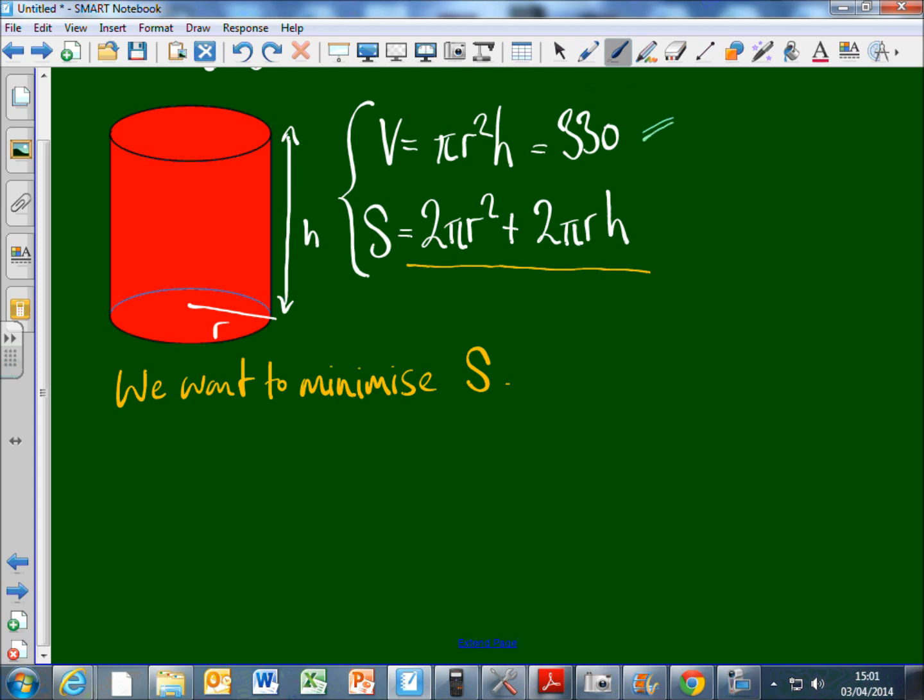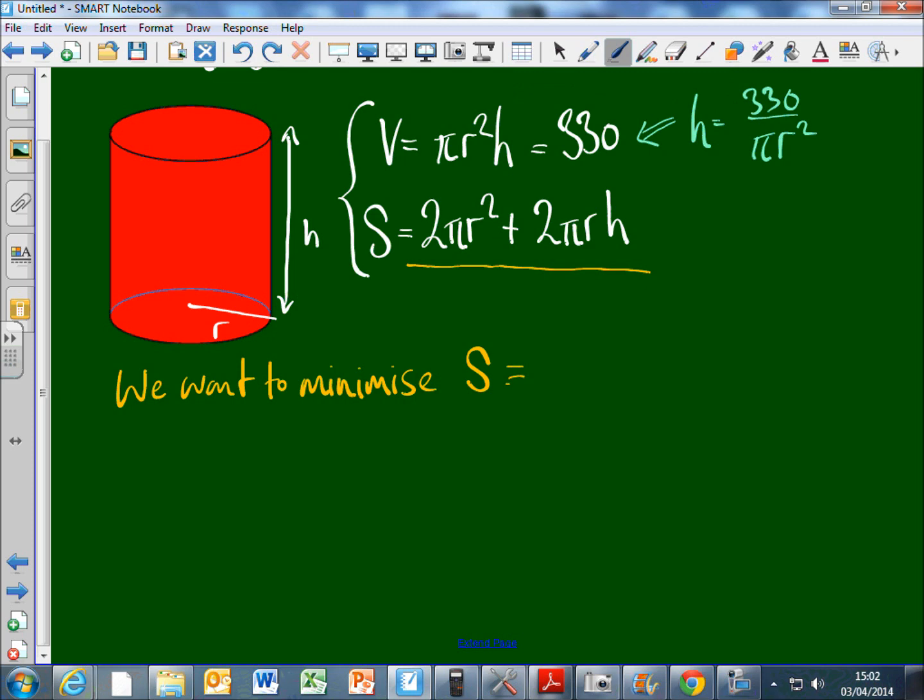Brilliant, Shannon, okay. From here, look, we've got pi r squared h equals 330. So that must mean that h equals 330 divided by pi r squared. Do you agree with that? Okay. So we want to minimise s, and to do that, we're going to need to write this equation with just r's in.